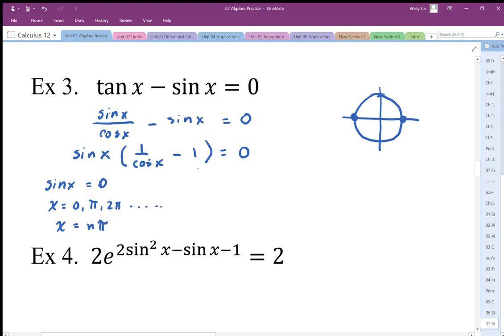Okay, for this solution here, I'll do this in a different color. So for this one here, we're going to end up with cos x equals 0. Sorry, cos x equals 1. Okay, so then drawing the picture for that, cos x equals 1 at this point here. And that's the only point, so we get x is equal to 0 and then 2 pi and so on.